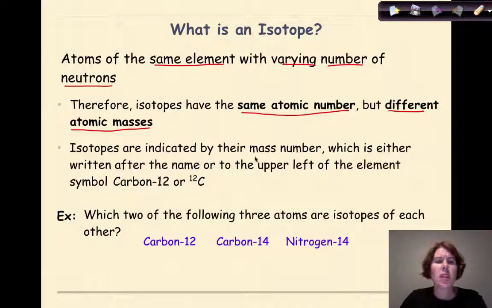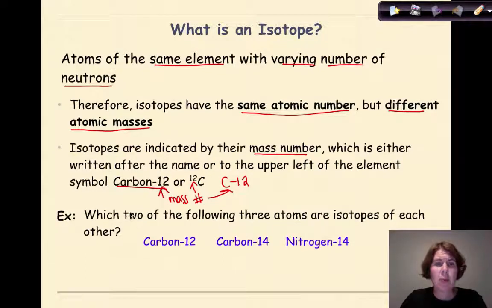Isotopes are indicated by their mass number, which is either written after the name or to the upper left of the element symbol. For example, we might use something like carbon 12, where carbon is the element and the 12 is the mass number right here. Another way of representing it is the symbol C for carbon, and then the 12 superscripted, or even another method could be the symbol C and then a dash 12 after it. So all three of these representations represent carbon 12.